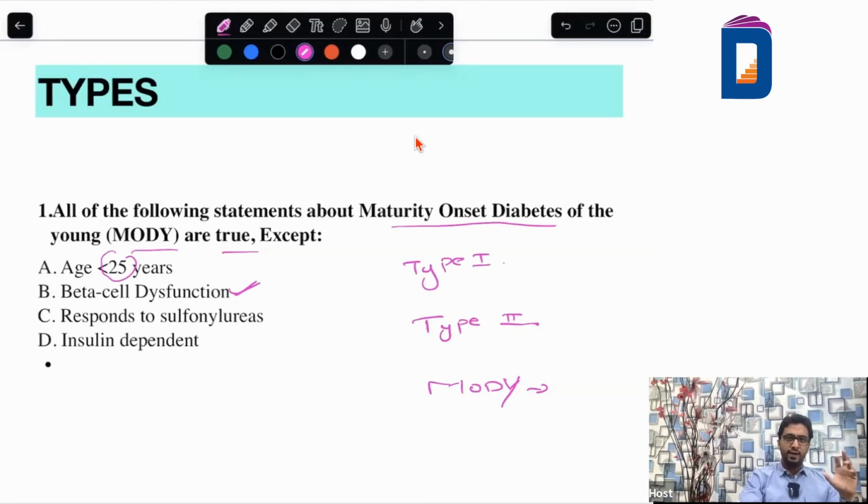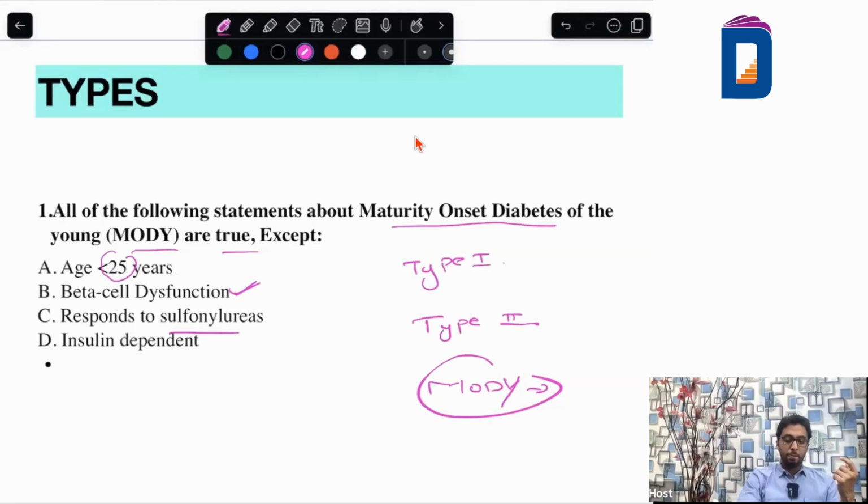See, it is like a building being destroyed by a bomb, which is type 1, and MODY is a building which has simply fallen without any specific cause, you can call it. So the first one is basically destruction, and MODY is dysfunction. Please note that difference. Response to sulfonylureas, yes, very, very important.